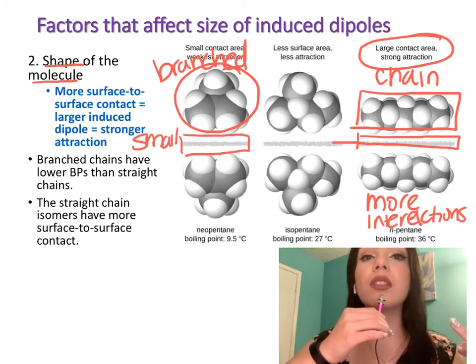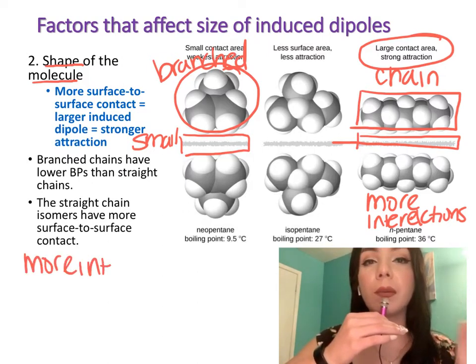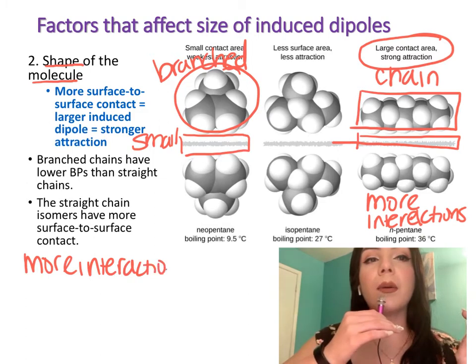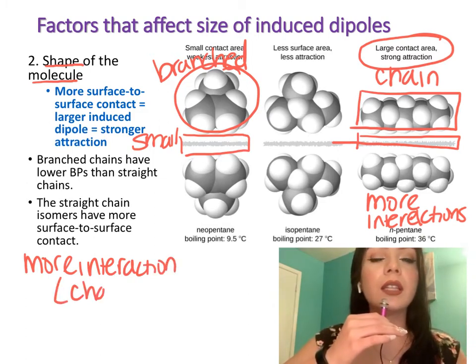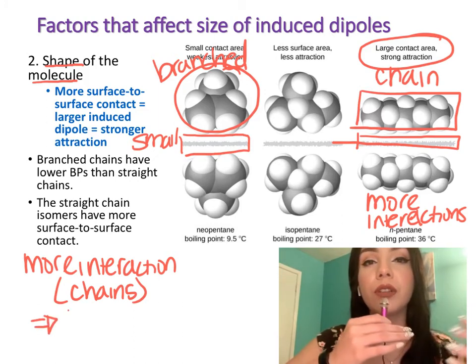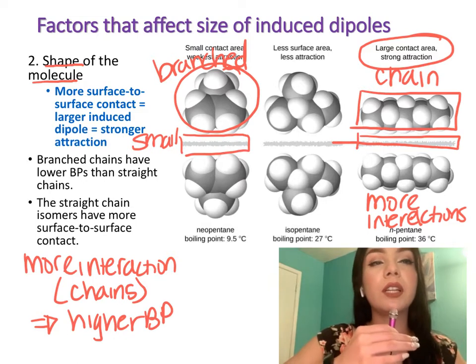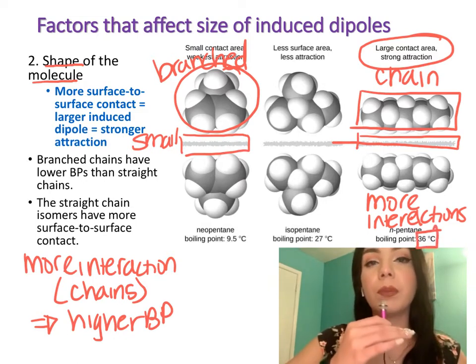So here we have actually three isomers. They all have the same chemical formula, but the difference between them is that they are structurally different, so they're bonded to each other differently. So you can see here that the boiling points are really different, and it has to do again with the shape of the molecule.